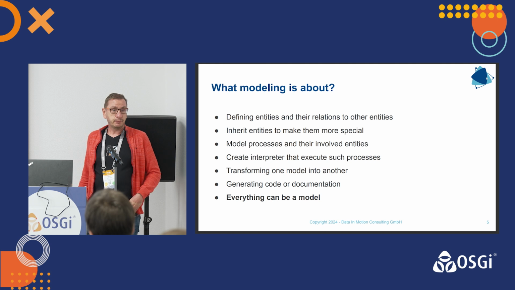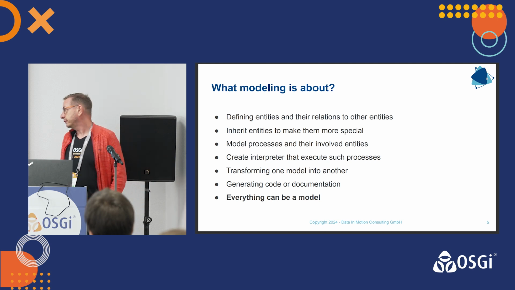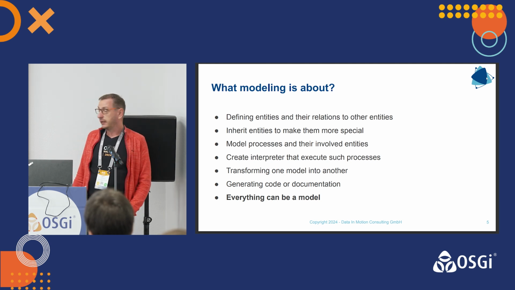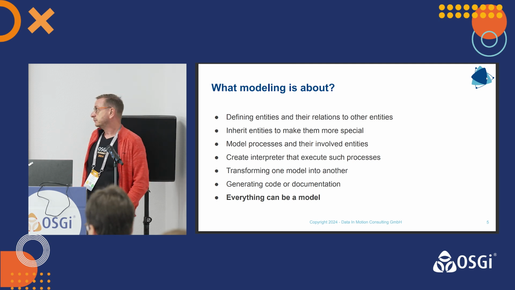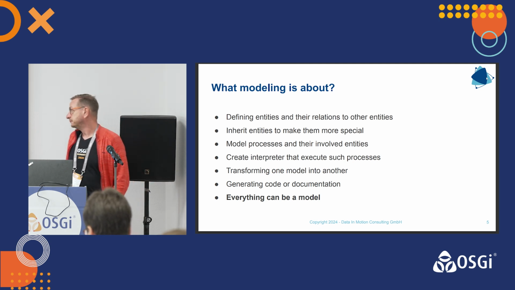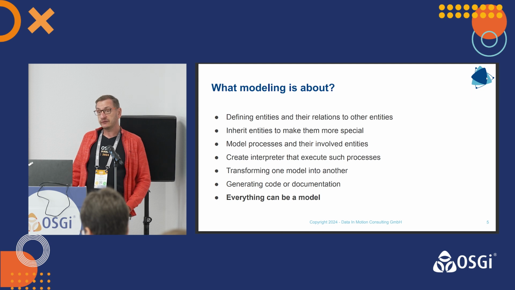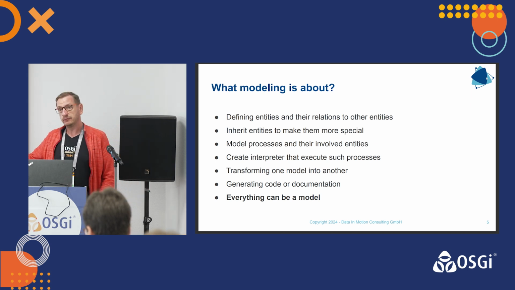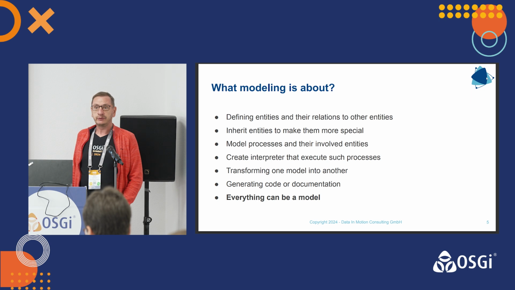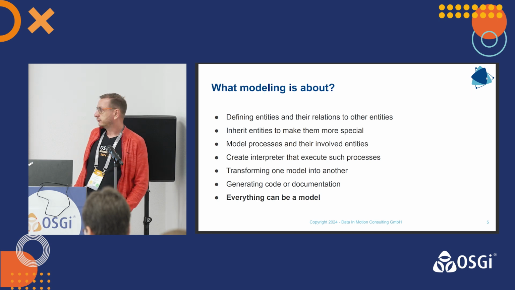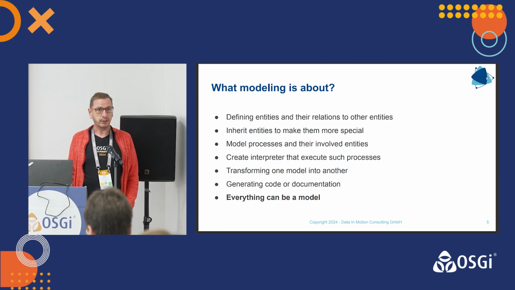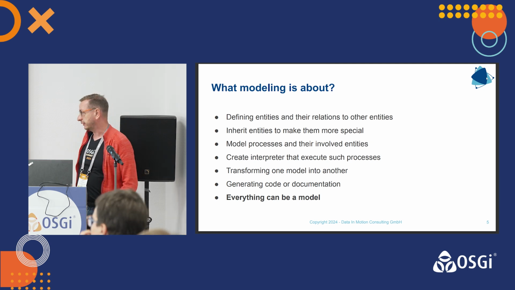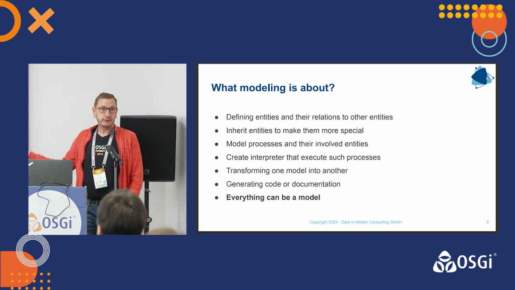From a technical point of view, you can create, for instance, interpreters that execute such processes from models. You can also transform entities from one to another entity with a similar structure. Or you can create text. Usually we say model-to-text transformation, but we IT guys know it as code generation. You can also generate documentation, or a PlantUML diagram description, something like that. In the end, can everything be a model?